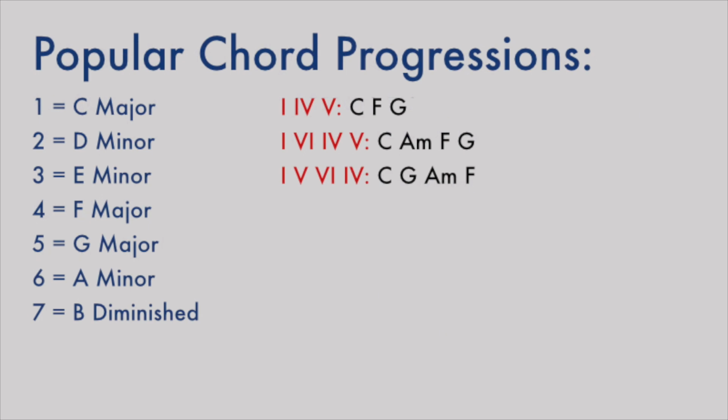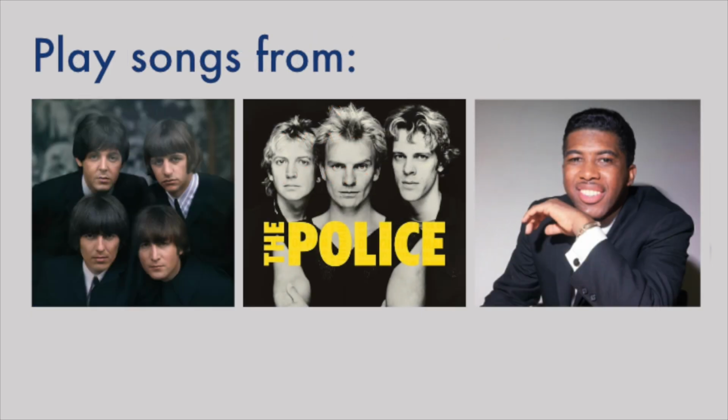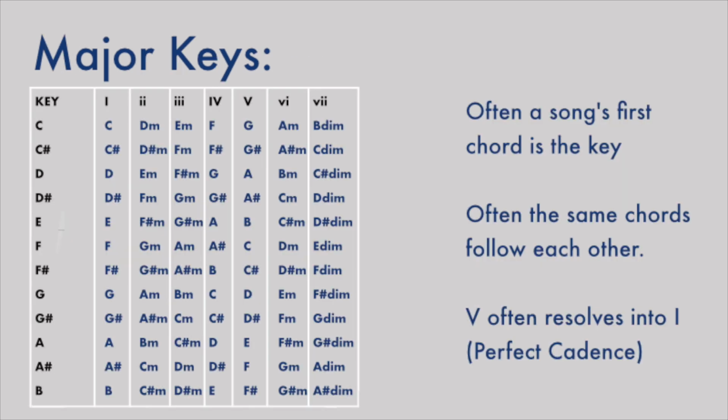If we follow some popular chord progressions, such as 1-4-5, 1-6-4-5, or 1-5-6-4, we get the following chords: C F G, C A minor F G, C G A minor F, and you will find many popular songs revolving around these exact chords. If you know these 4 chords, you will be able to play basic versions of hundreds of songs from bands and musicians such as the Beatles, the Police, Ben E. King, and many more. Since there are 12 major scales, there are 12 major chord families.